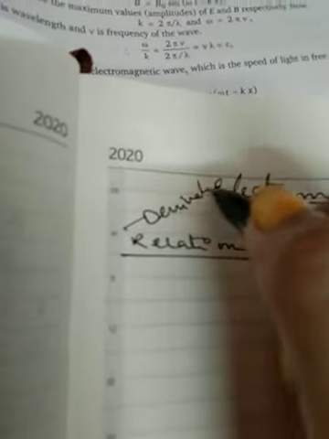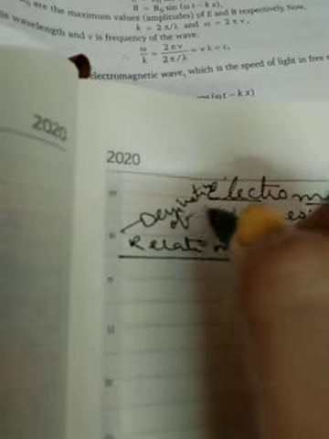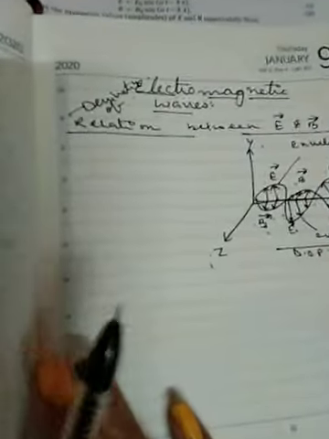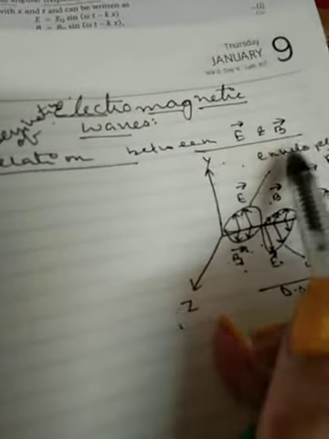This is basically a derivation, but before starting the derivation I thought of explaining this part, because this is the most important part. If you don't understand this part, you will never understand the derivation. So this was the sinusoidal graph. Let me come to the derivation: the relation between the electric field vector and the magnetic field vector.